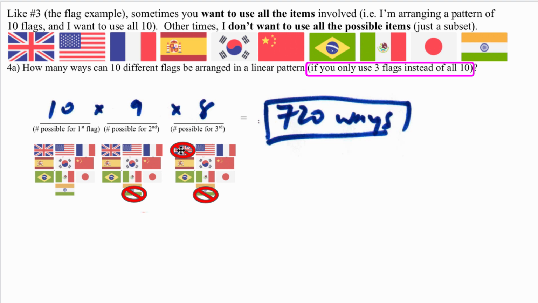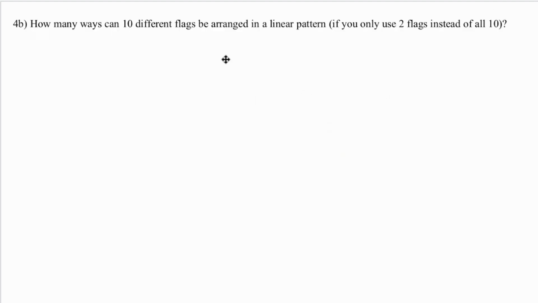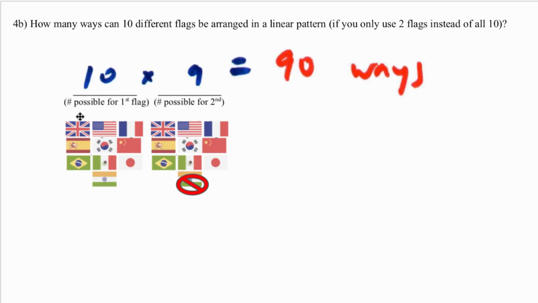I'll show you the formula in a second, but for now you could even just do it like this for most of the problems. In fact, for all the problems involving permutations, you can just use the multiplication counting principle. What if you have 10 flags, but you only want to pick 2? Same thing. Think about how many possibilities you have for the first flag, how many for the second. 10 possible for the first flag, 9 possible for the second, so 90 total ways.